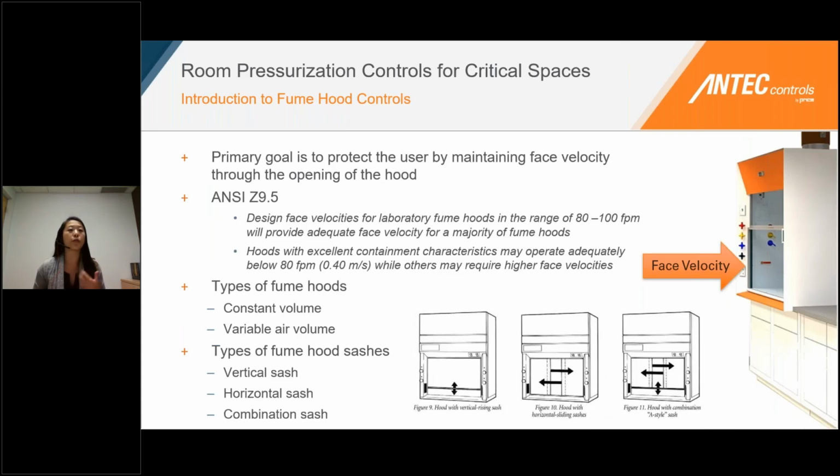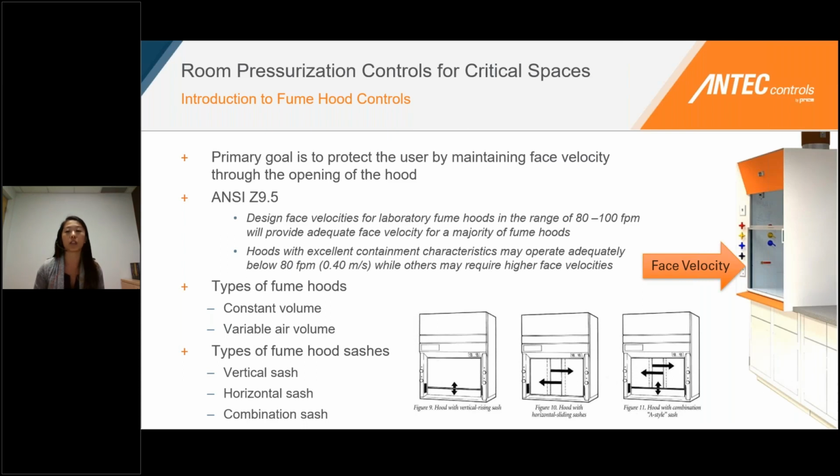So starting off with fume hoods, just reiterating, the primary goal of fume hoods is to protect the user by maintaining a specific face velocity through the fume hood opening. ANSI Z9.5 does say that design face velocity for lab fume hoods is typically going to be between 80 to 100 feet per minute. And this is just a recommendation.